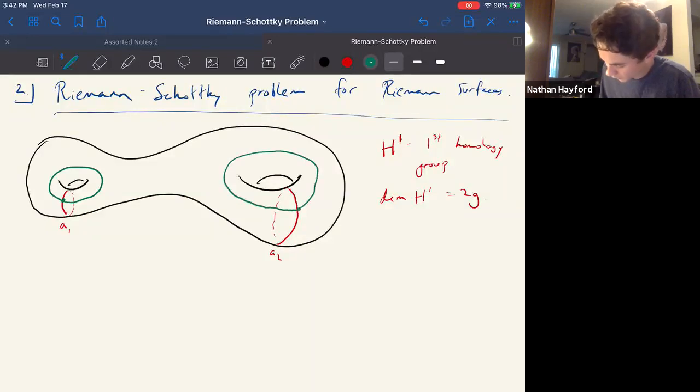And it's clear enough from the picture, how many cycles are there in total? There will be 2G linearly independent cycles, and any other cycle I can create as a linear combination of these 2G that I just drew. In this case, there's only 4. So we pick a canonical homology basis.